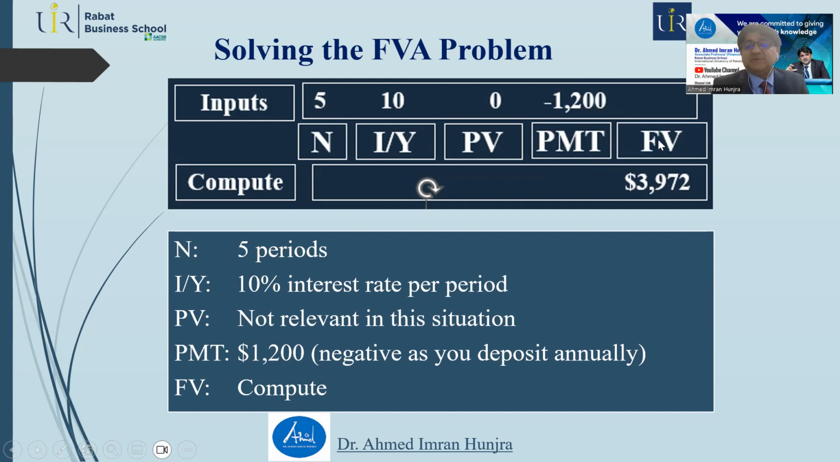But we need to find the future value. It was the annuity case for future value. We are not dealing with the present value, so we need to place 0 there. If it's the case of present value instead of future value, we give the future value a value equal to 0. So this is the future value of annuity. We have a series of equal payments, the size of the payment is 1200, the number of time periods is 5 years, and the rate of return is 10%. By putting these values in the time value of money calculator, we find the answer, 3972.